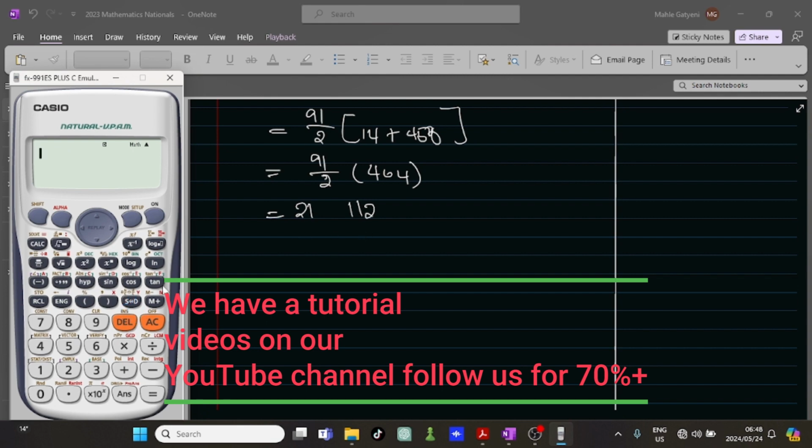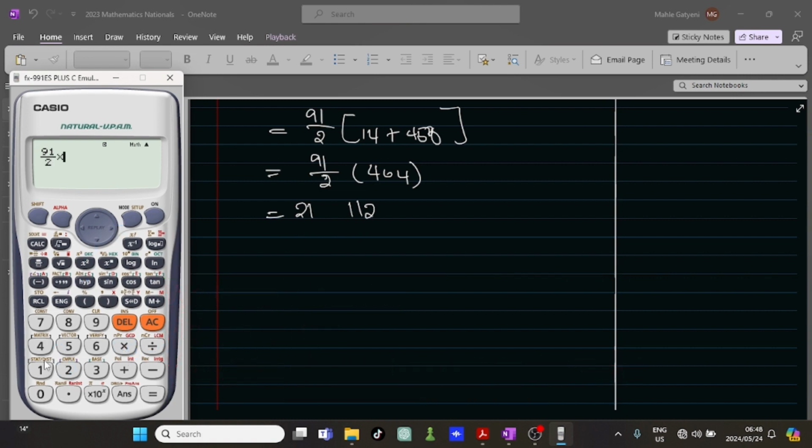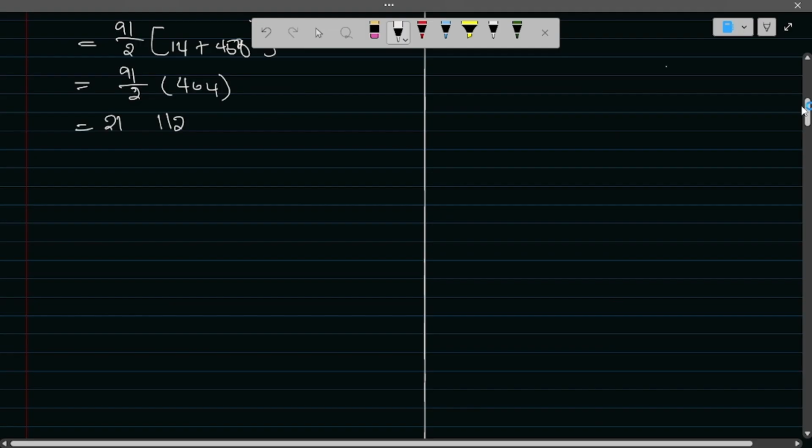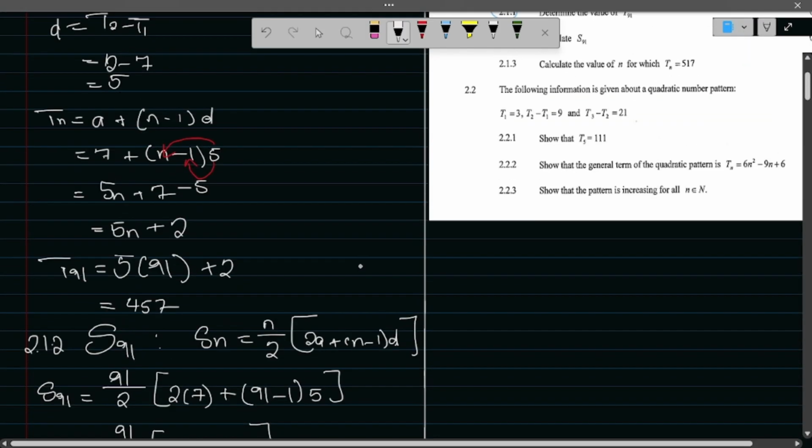It's going to be 91 over 2 multiplied by 464 to get 21,112 basically. Alright, so yeah guys, this is how it is.